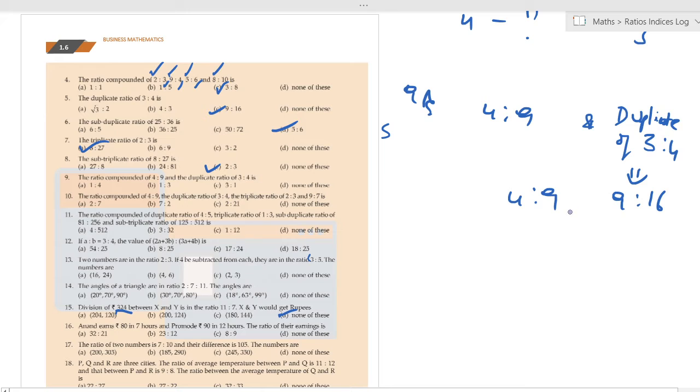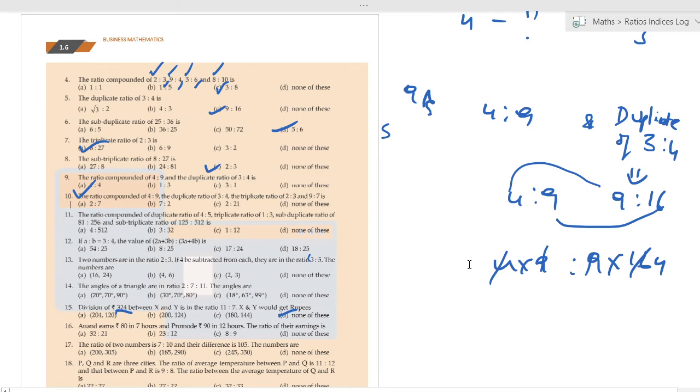So we need the compound ratio of these two. What is compound ratio here? 4, 9 and 16. 4 into 9 is to 9 into 16. 9 cancels. 4 is to 16, now 4 1s are 4, 4 4s are 16, so 1 is to 4. Answer is 1 is to 4. So 10th one.